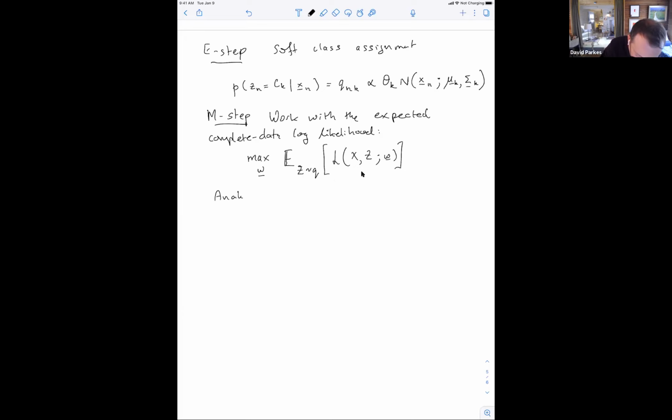And in fact, this will have an analytical solution where theta_k will take on this value. What is N_k now? It's the sum of the fractionally assigned examples to component k. Mu_k will take on 1 over that N_k of the weighted sum of examples. I'm using Qs where I would be using zeros and ones. And the covariance estimate is this.